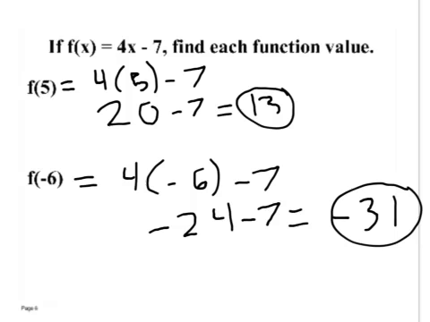So when they write it like this, 5 is my input, 13 is my output. 5 is my independent variable, 13 is my dependent variable. We only get 13 if you put in 5. We only get negative 31 if you put in negative 6. That's why this is your independent, this is your dependent.